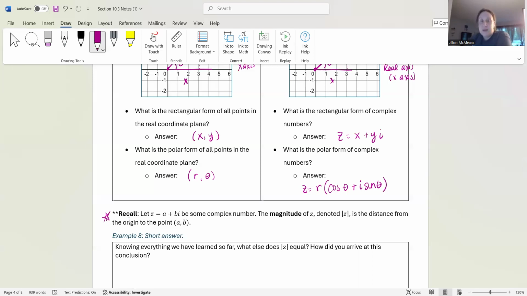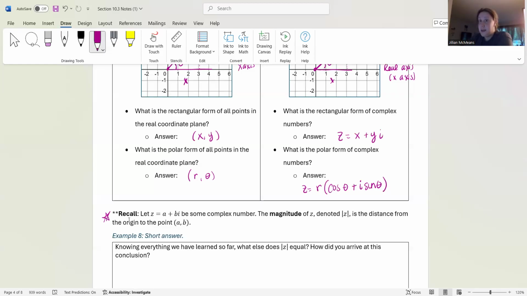I have, recall, let z equal a plus bi be some complex number. And remember, we could call that z equals x plus yi. Same difference, okay? The magnitude of z, denoted by magnitude bars, z, they look kind of like absolute value bars, is the distance from the origin to the point (a, b), okay?